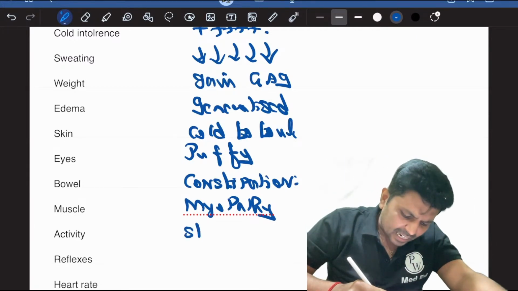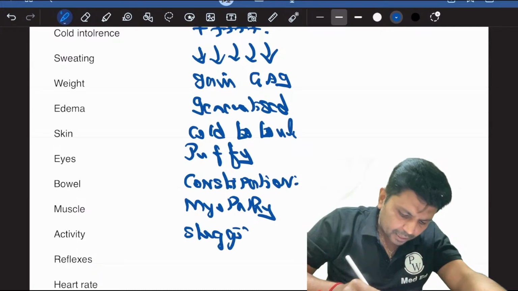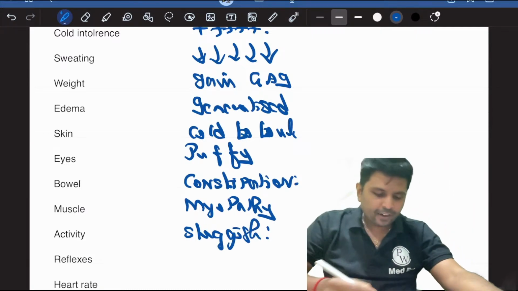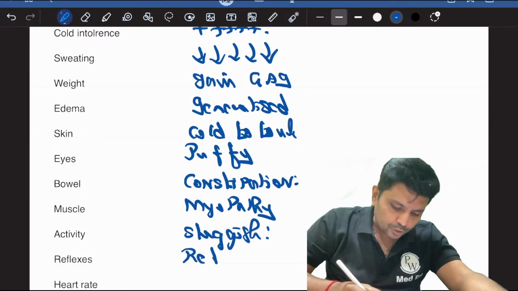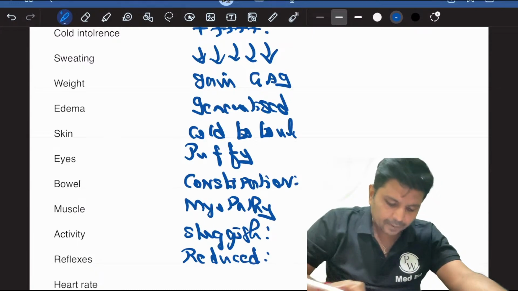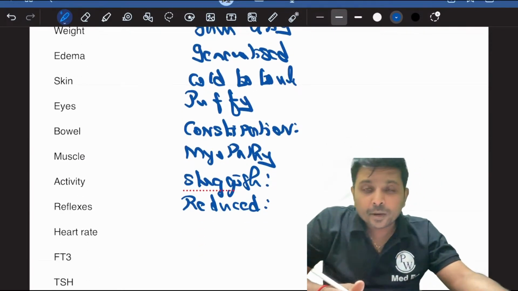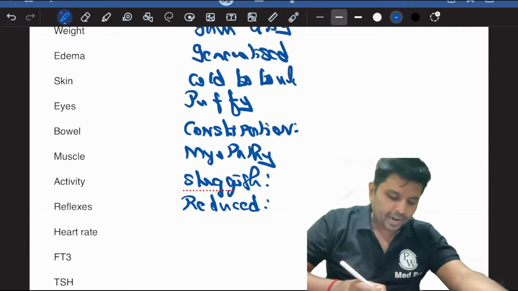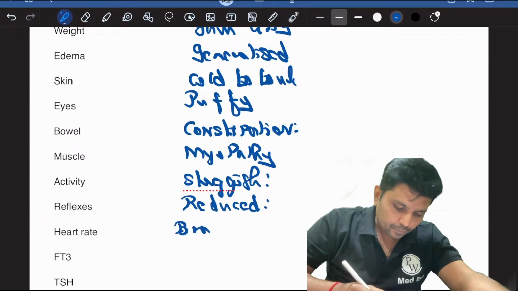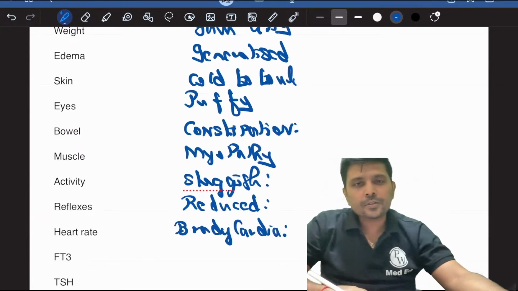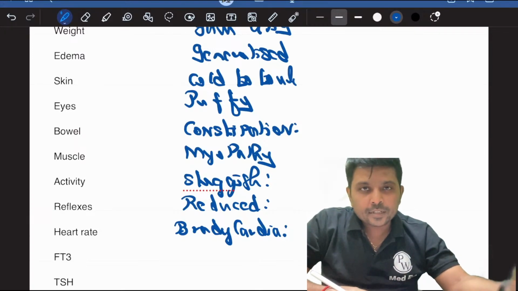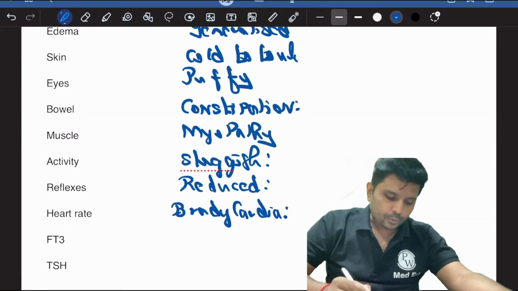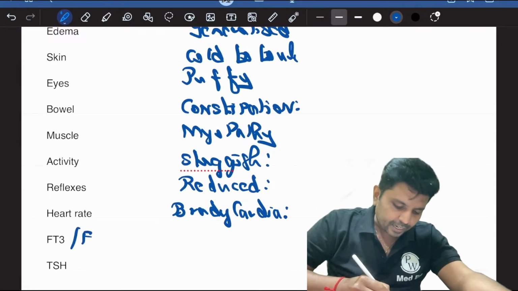Activity, they will be sluggish. Reflexes are all reduced. Deep tendon reflexes are all reduced. And remember, one important cause for bradycardia is hypothyroidism. Then you have free T3, free T4.